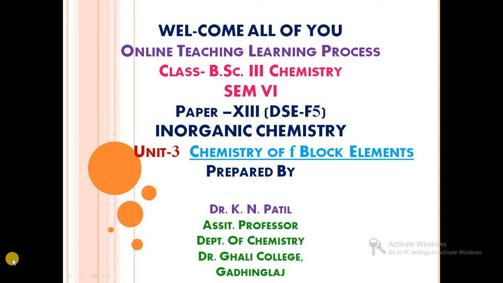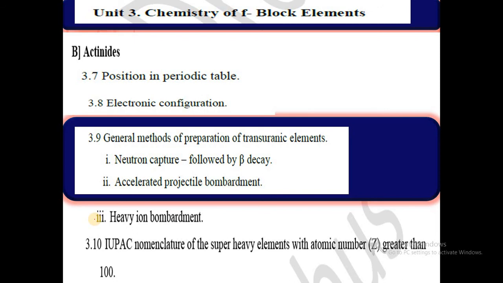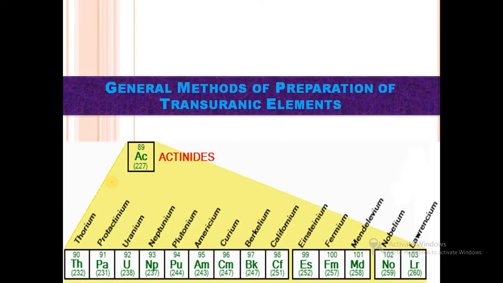We have started paper number 13 in organic chemistry, in which we have seen unit number 3, chemistry of f-block elements. In our last lecture we have seen details about the electronic configuration of the actinides, and in this lecture we will see general methods of preparation of transuranic elements. That is, the first method, neutron capture followed by beta decay, and the second one is the accelerated projectile bombardment method. So, general methods of preparation of transuranic elements.